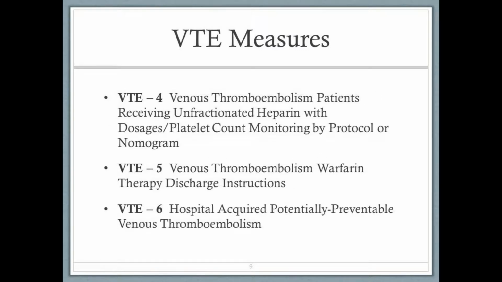VTE4 are those patients who are treated for a DVT or PE with unfractionated heparin, and these patients are monitored, have their platelet counts monitored, as well as their dosing of unfractionated heparin monitored as well. VTE5 is how well discharge instructions are given to the patients, and then VTE6 talks specifically about the DVT or PE that develop while in the hospital. We'll go through these all at length.